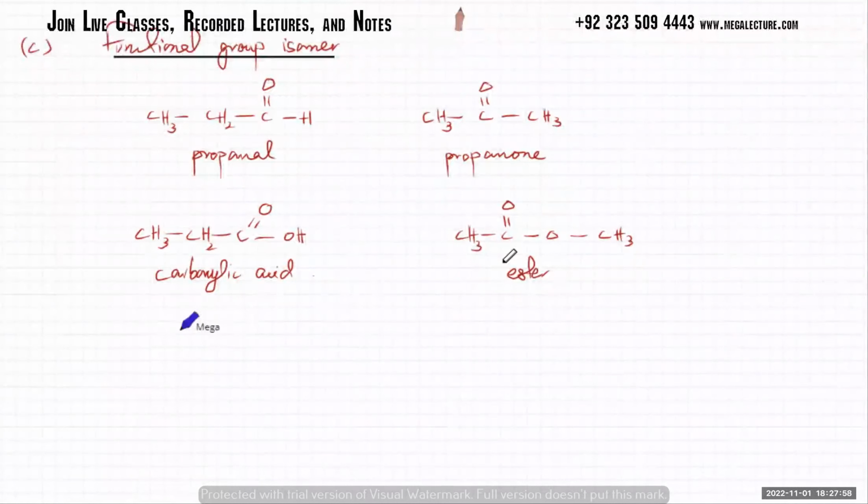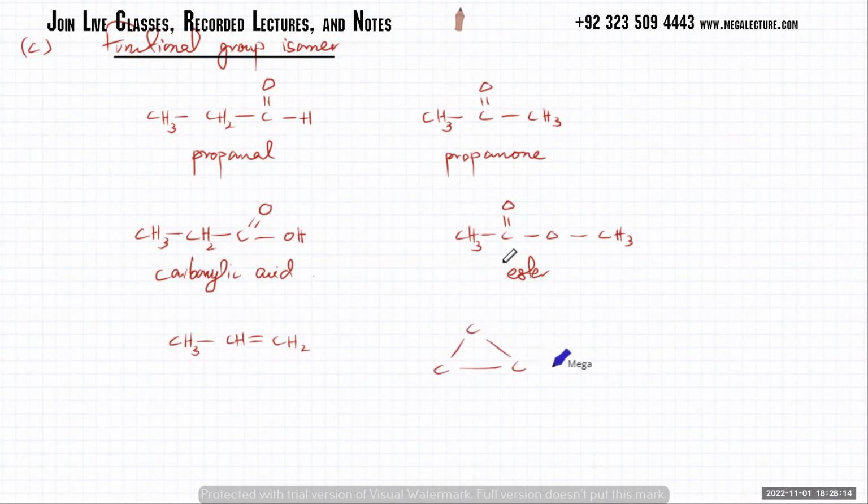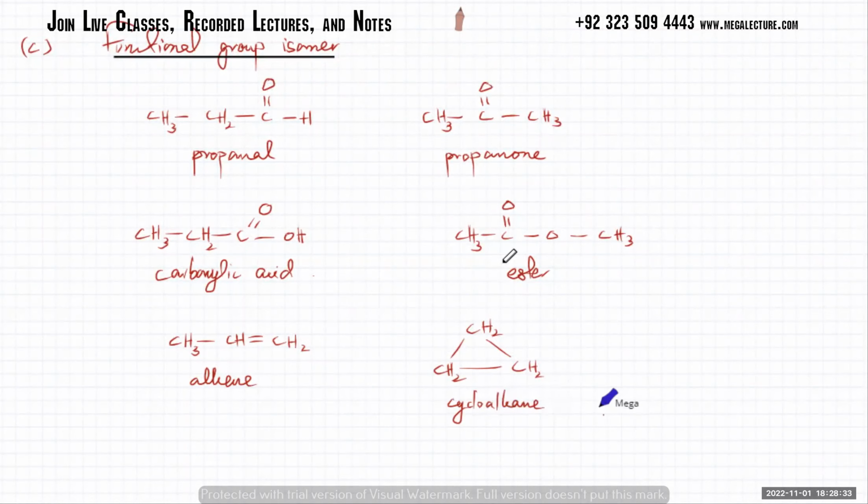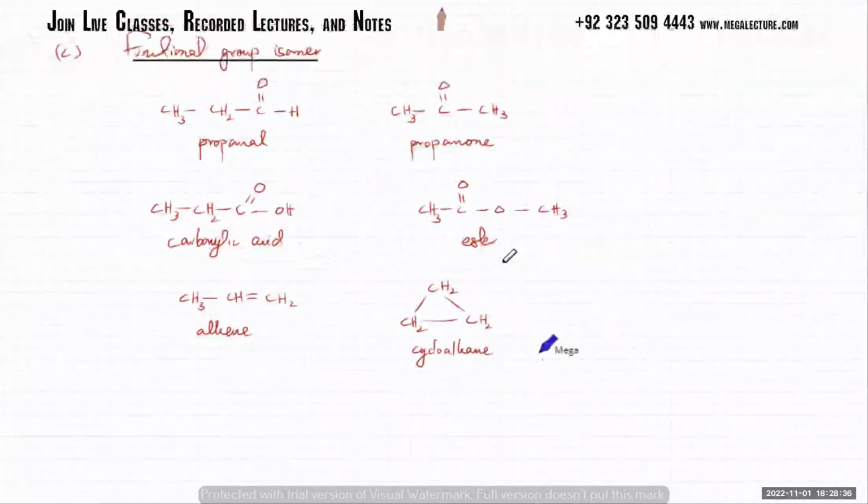For example, you might have an alkene, 1H, and this one will have 3 H's. And you can have a cycloalkane. So one of them is an alkene, the other one is a cycloalkane. ठीक है, they can be isomers of each other.